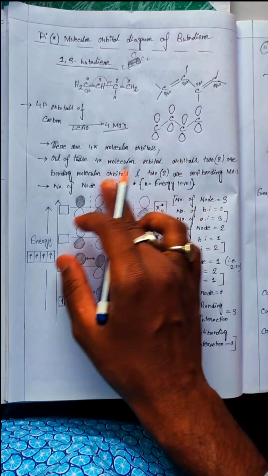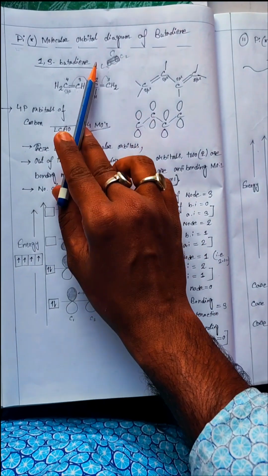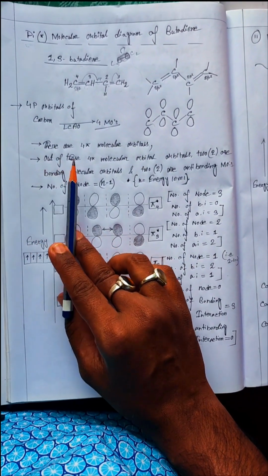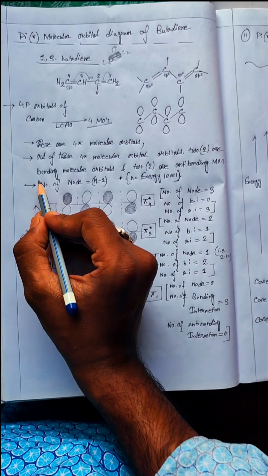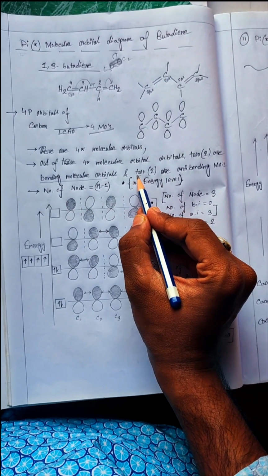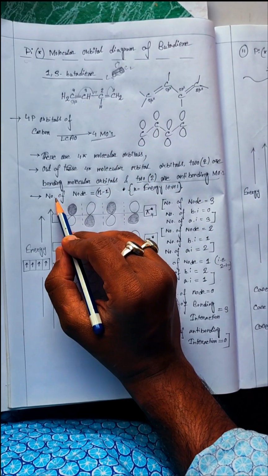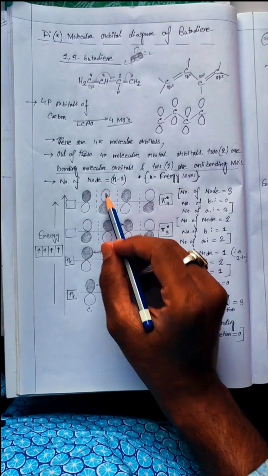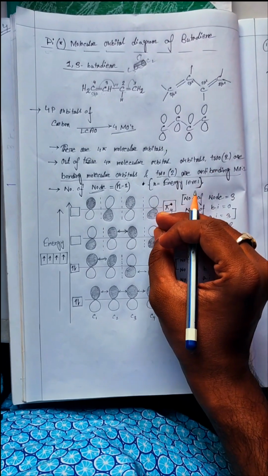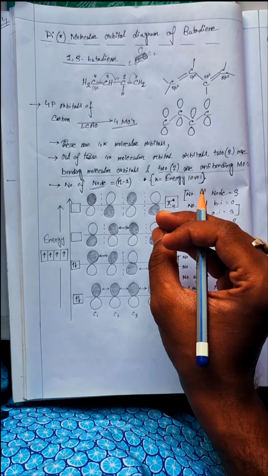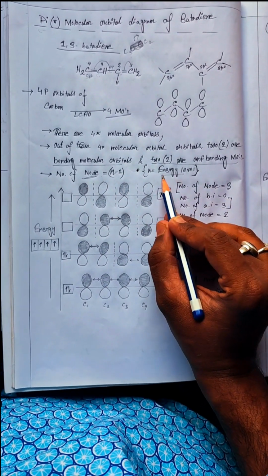So before starting the drawing, we have to remember some basic points. Number 1, there are 4 pi molecular orbitals in this system, as you can see. Number 2, out of these 4 pi molecular orbitals, 2, that is half, are bonding MOs, and the rest 2 are anti-bonding MOs. And another formula that you have to remember is the number of nodes. Now what is a node? A node is the region in space where the probability of finding an electron is 0. And the formula is n-1, where n is the energy level value.